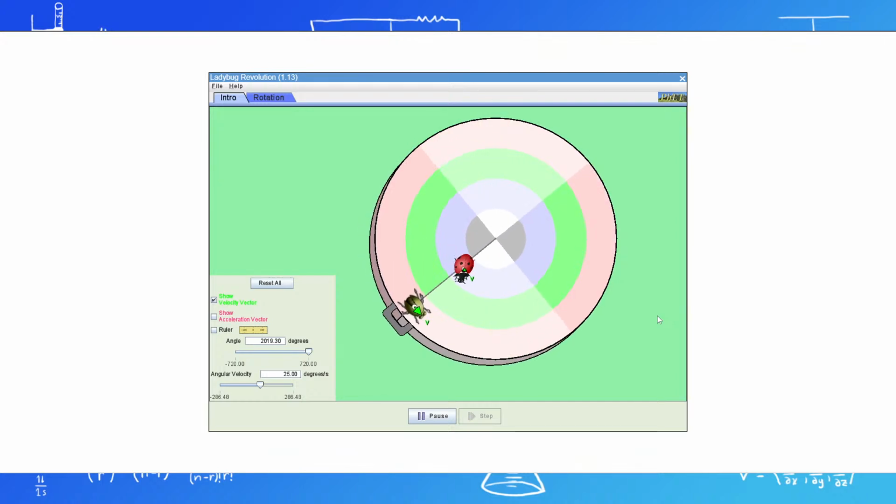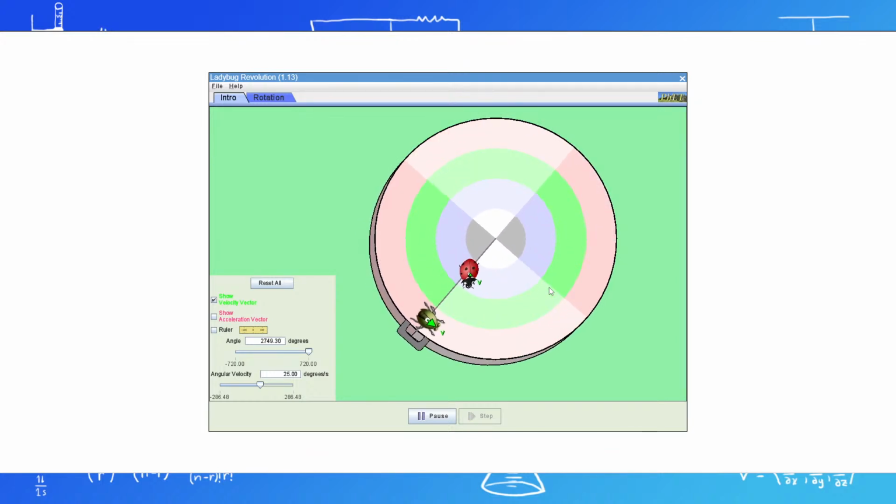We see the same thing over here with the ladybug versus the beetle. The ladybug has a much tinier velocity because it has a much smaller circle that it needs to rotate through. If they're both going to rotate at 25 degrees per second, the beetle over here has to travel faster, has a greater arc length to travel through in order to keep up with the ladybug.